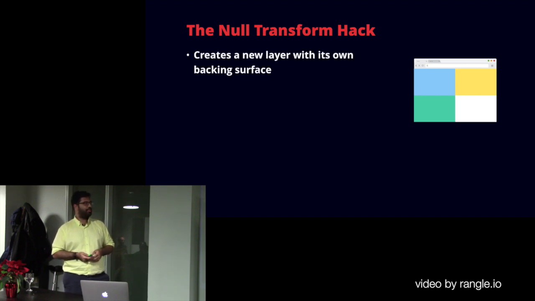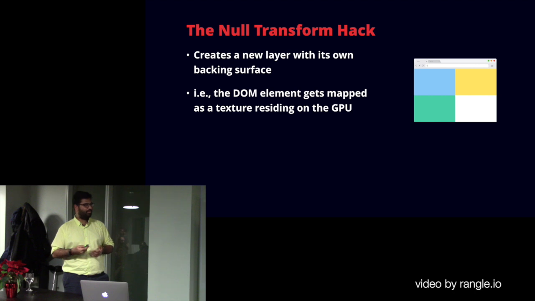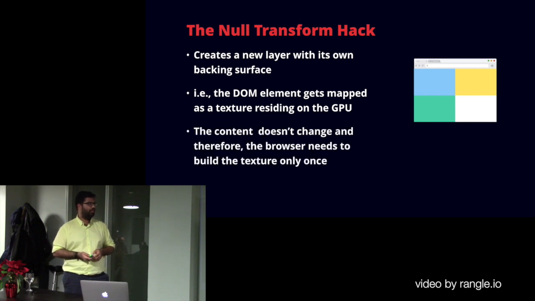And this is known as the null transform hack. So what happens is when you set translateZ(0) on an element, it creates a new layer with only that element on that layer and a backing surface. That means that DOM element is now mapped onto a texture which is being pushed to the GPU. And then during the time it's being animated, you're not updating that texture, so the CPU doesn't have to rebuild that texture, and it only needs to be built out once, which means when you're animating it, it doesn't get repainted.